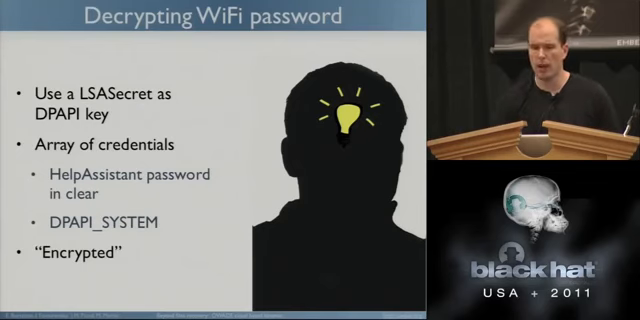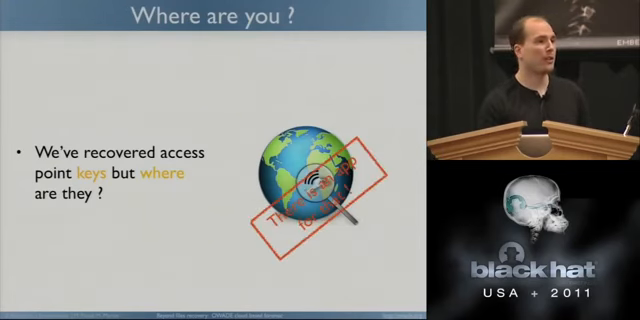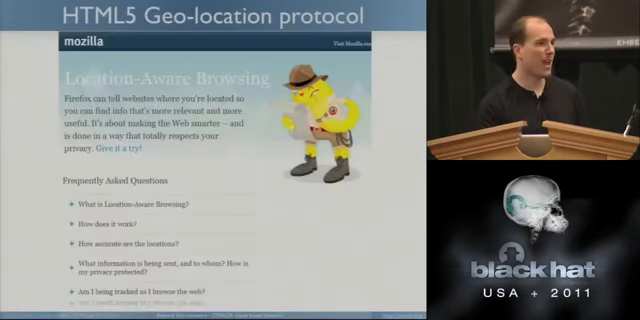So we say, well, that would be super cool, now that we have the key and we have the access point, to know where they are. Should be great. And it turned out that there is an API for that. Actually, you have it in Firefox. Mozilla has a nice page about that.